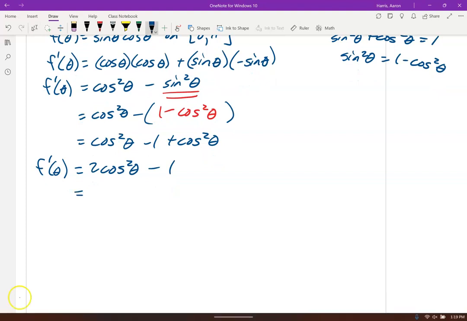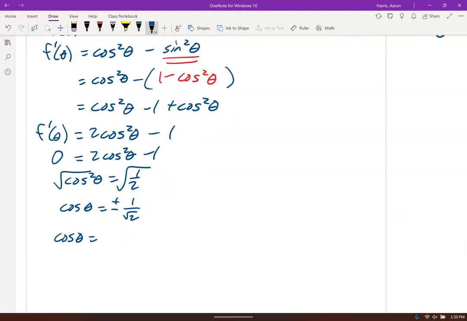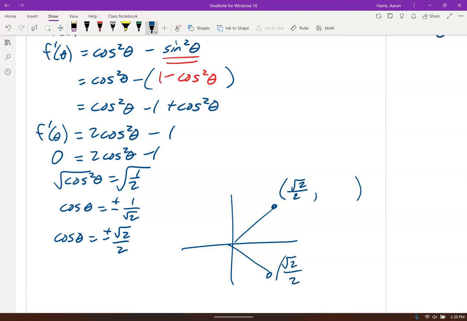So in other words, if I was to let this be 0, add 1, divide by 2, I got cosine squared theta equals a half. Square root: where's the cosine of theta? Plus or minus, the square root of 1 is 1, square root of 2 is square root of 2. Rationalize that. All right, where's the cosine of theta plus or minus root 2 over 2? So now you're looking on your unit circle. You're like, where's the cosine root 2 over 2? Well, there and there, right?